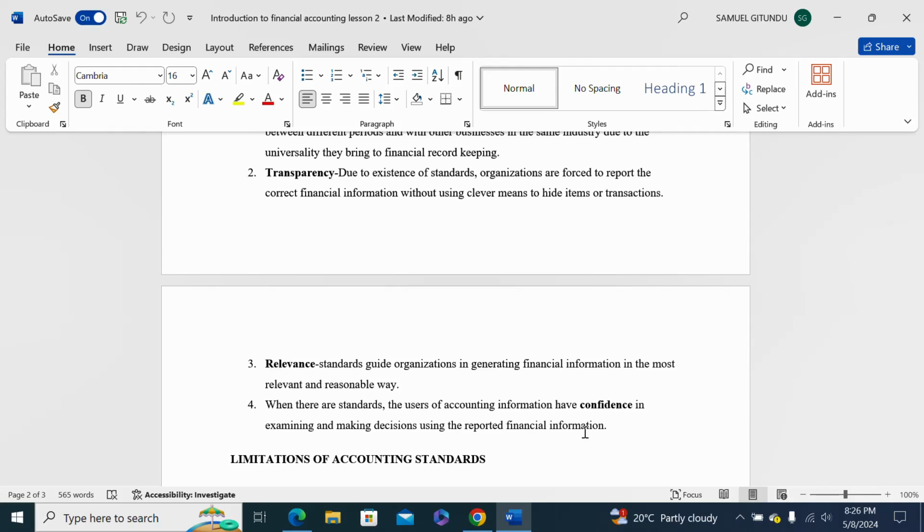Therefore, accounting standards give the users of accounting information confidence. They are confident that the information they have been given is true, relevant and dependable. So they have that confidence as organizations follow the accounting standards.